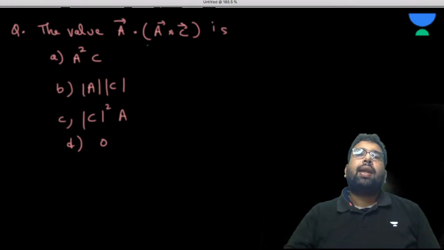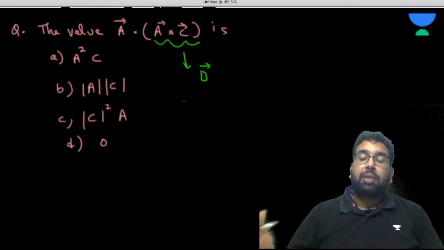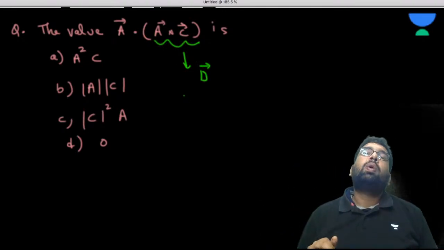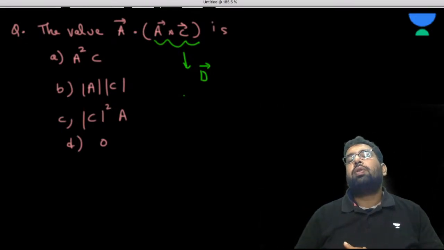See, A dot A cross C vector. Now let's suppose we are getting a D vector from here. Sometimes these concepts are very important. These concepts can lead you to the right answer of such kind of a question.